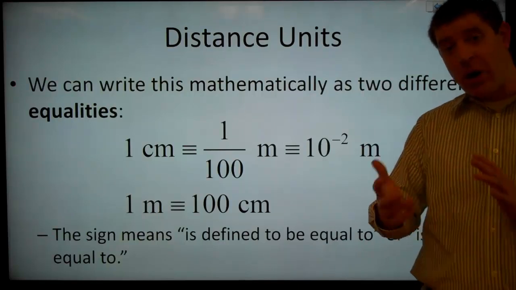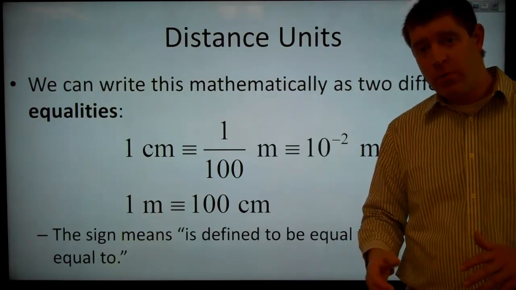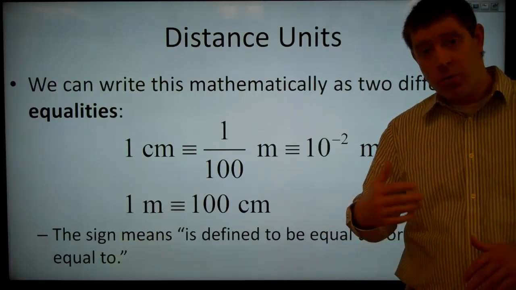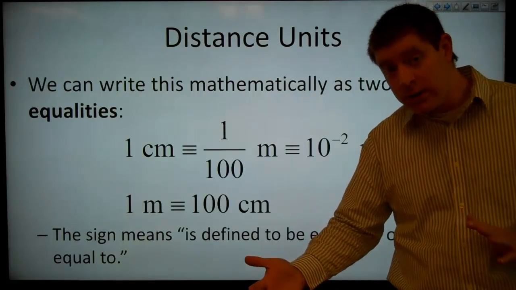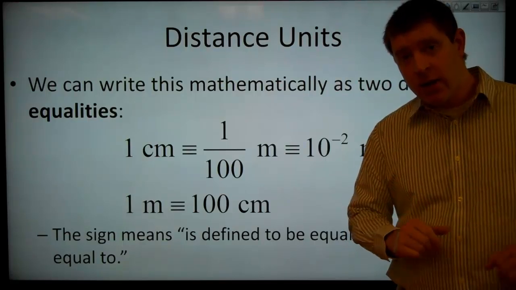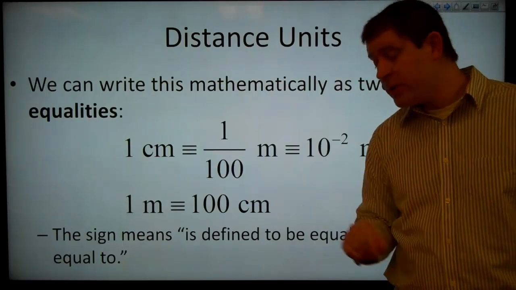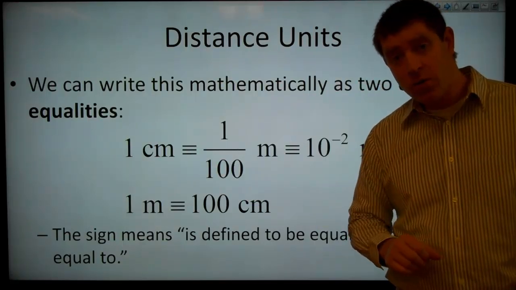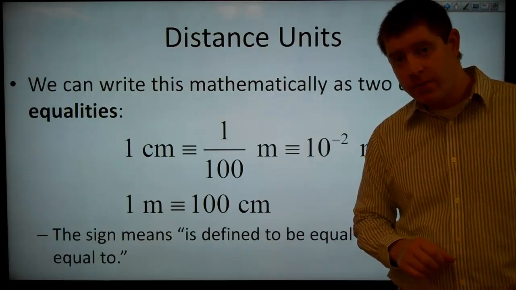It's not about 100 centimeters. It's not 100.1 or 100.00001 centimeters. It's exactly 100 centimeters to exactly 1 meter. So that's what we mean when we see these three-lined equal signs.